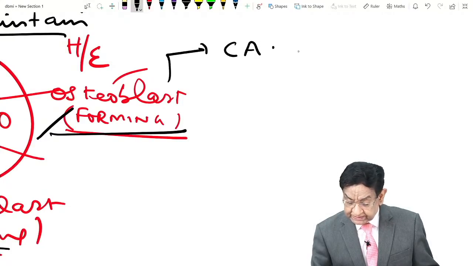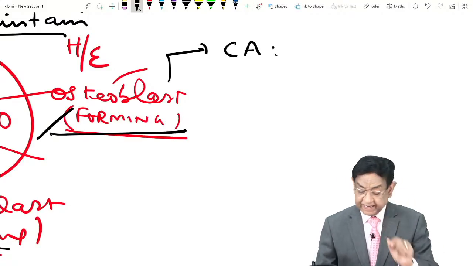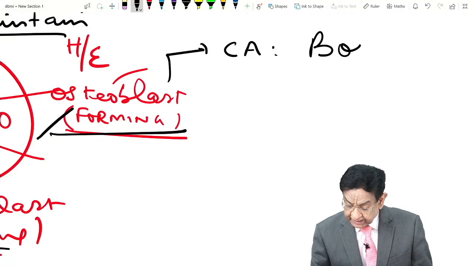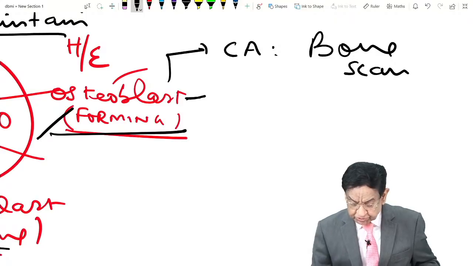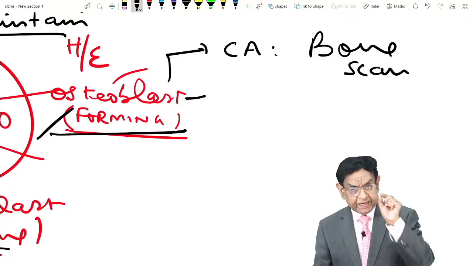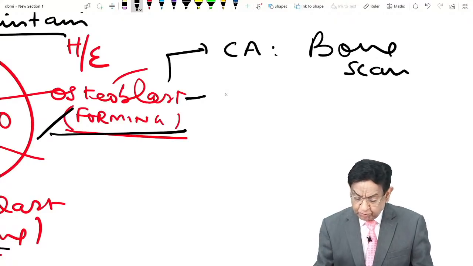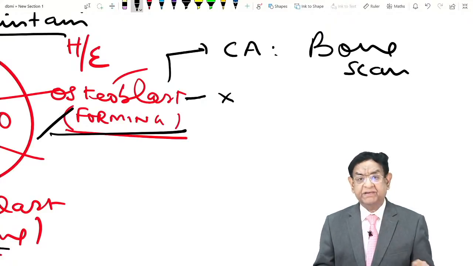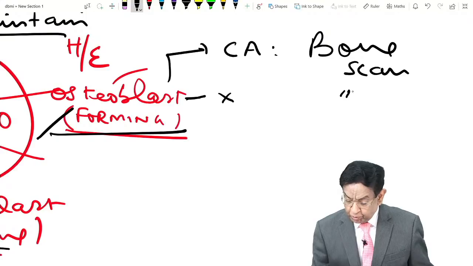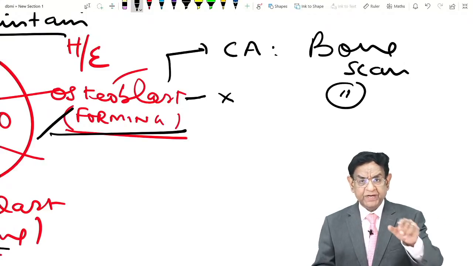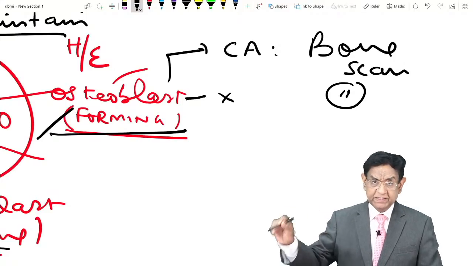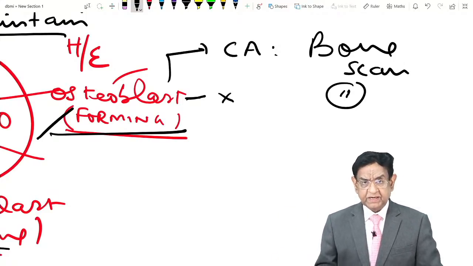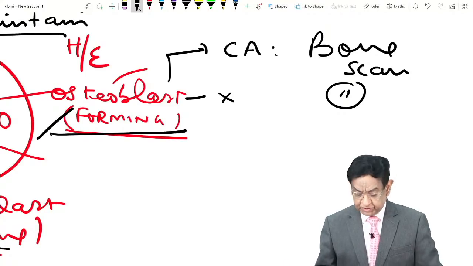This osteoblast, when we do a bone scan, when we use radioactive material, it is taken up by the osteoblast. Now, in multiple myeloma, osteoblast activity is not increased. Hence, a bone scan is of no value in investigating multiple myeloma. This question can come in discussion in future questions also.